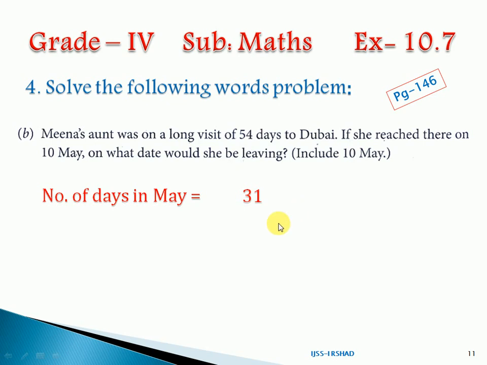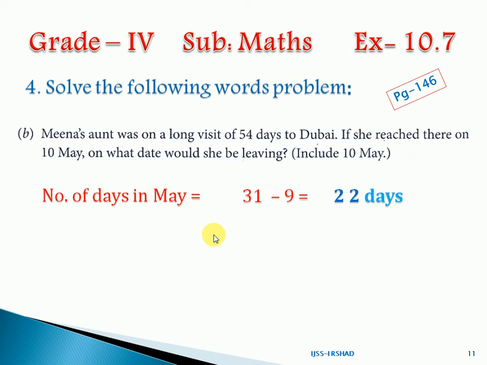From the 10th the days will be added. So the 9 days from date 1 to 9 of May will be excluded, will be subtracted. So I will subtract the 9 days from here, because this 10th will be included in her tour. So 9 I will subtract from here, you will get 22 days. Means her total tour was of 54 days, and from that, 22 days she will utilize in the month of May.